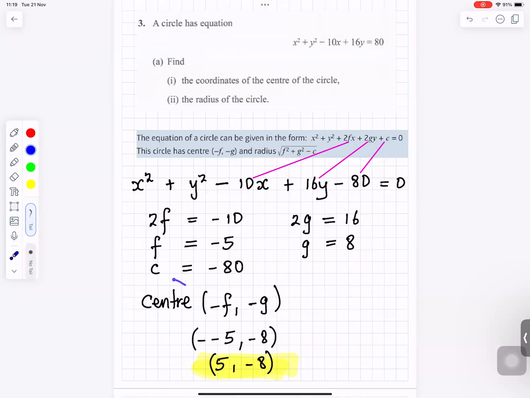Now we can, the center says minus f, minus g. So minus 5, and then g is 8, minus 8. That's one way to get it. There's another way to do that.